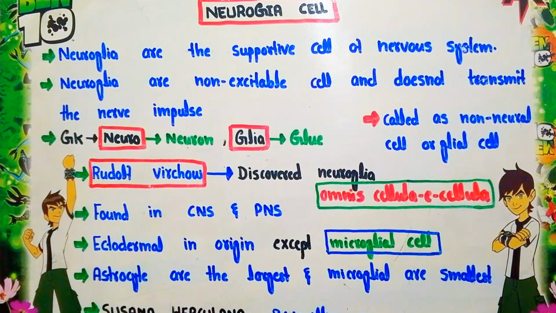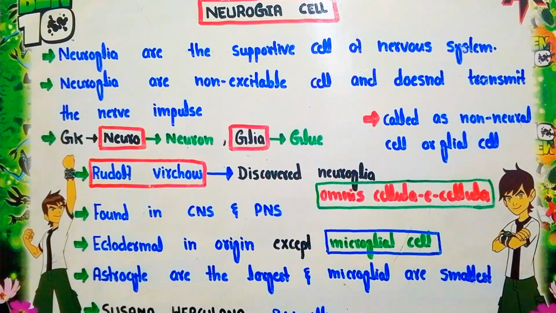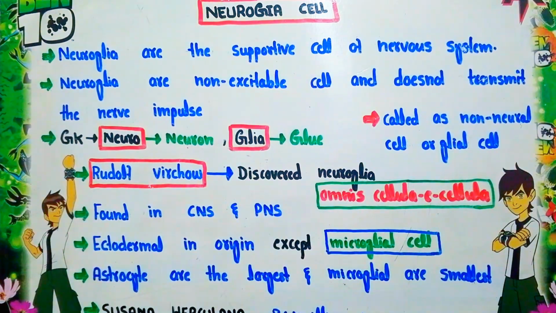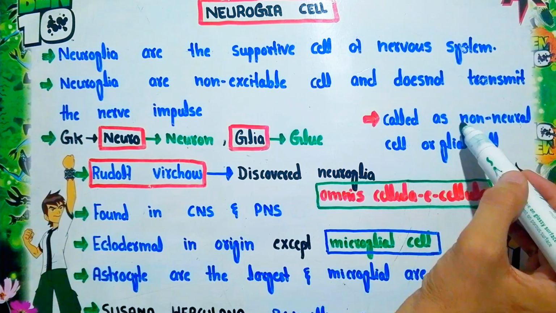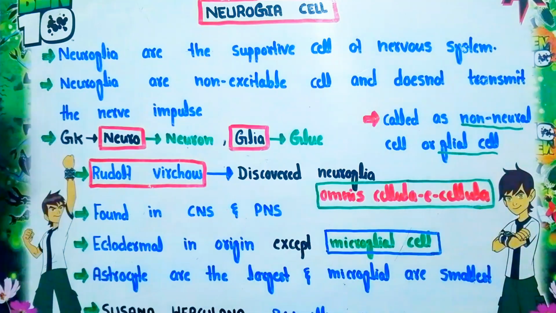Now, if we talk about the discovery of the neuroglial cell, it was first discovered by Rudolf Virchow. This scientist proposed that neuroglial cells are a connective tissue present mainly in the brain and spinal cord. So this is about the discovery of the neuroglial cell. The other terms or names used for the neuroglial cell are non-neural cells and glial cells.